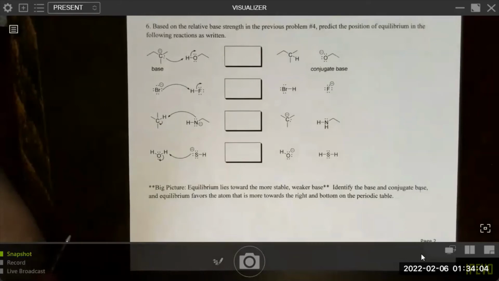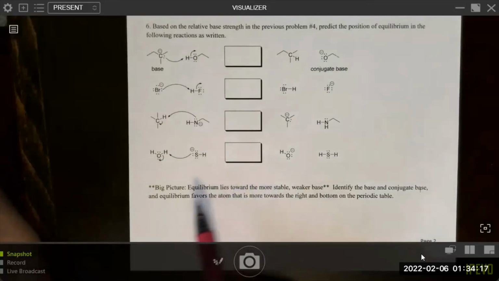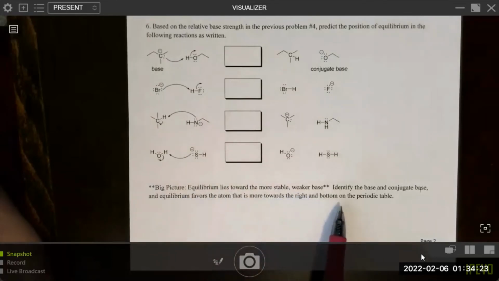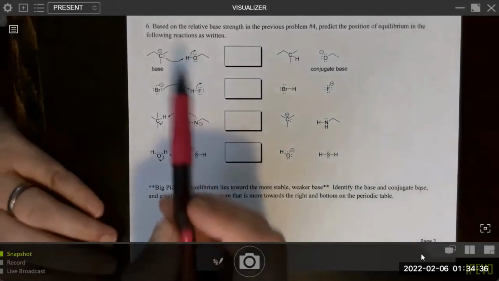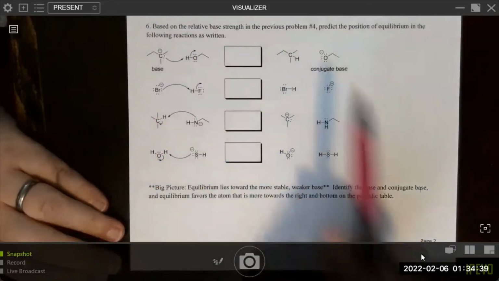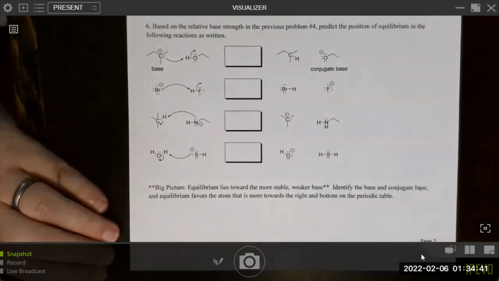Okay, so next question says, based on the relative base strength in the previous problem number 4, predict the position of equilibrium in the following reactions as written. And then it talks about the big picture. Equilibrium lies towards the more stable, weaker base. So you predicted the base strength in question number 4. All we have to do is draw the equilibrium towards the weaker base. So the first thing we want to do, of course, is identify what is the base and what is the conjugate base so that we can compare those directly.